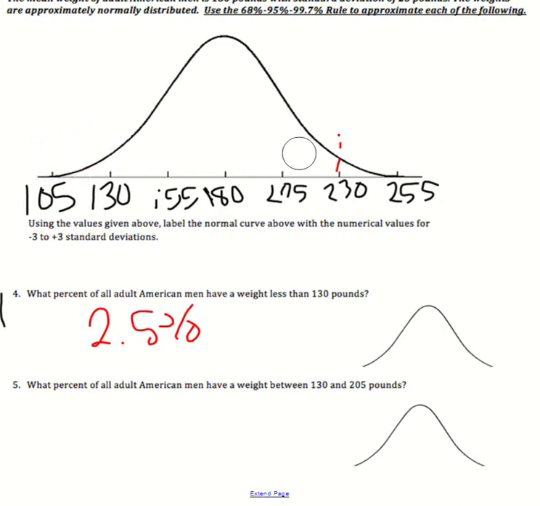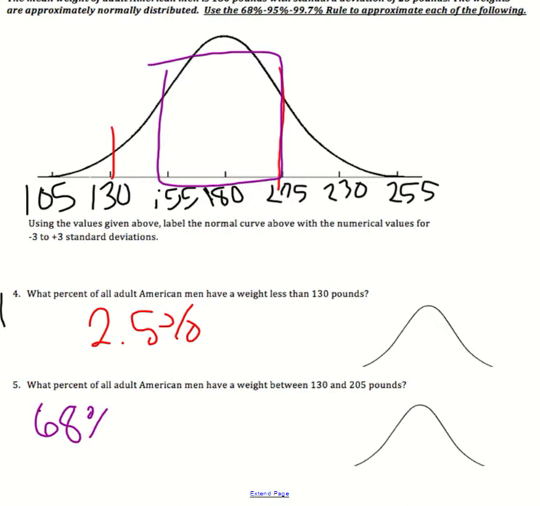What percent of all adult American men have a weight between 130 and 205 pounds? All right, 130 and 205. Let's find where those are. Here's 130. Here's 205. So here's where we have to be a little bit careful. We can figure this out in chunks. So here we have that middle part, that's 68% of our data. We're going to have to add stuff. We're going to have to figure out how to add this to it.